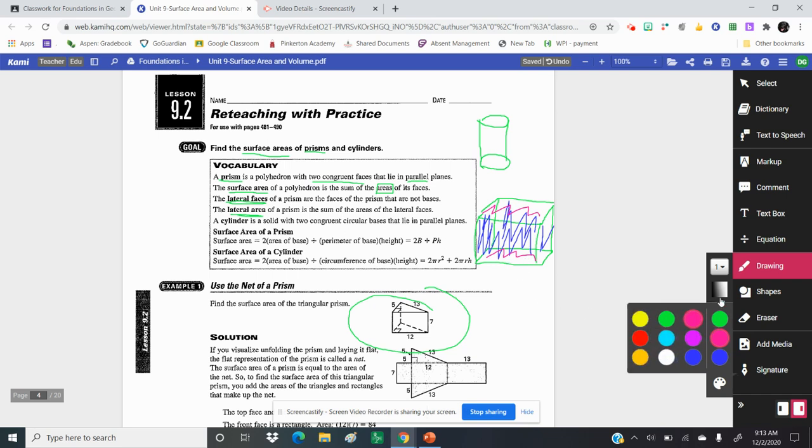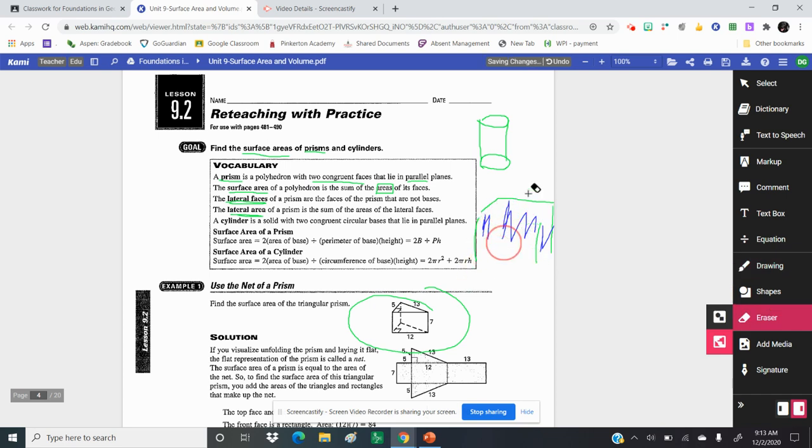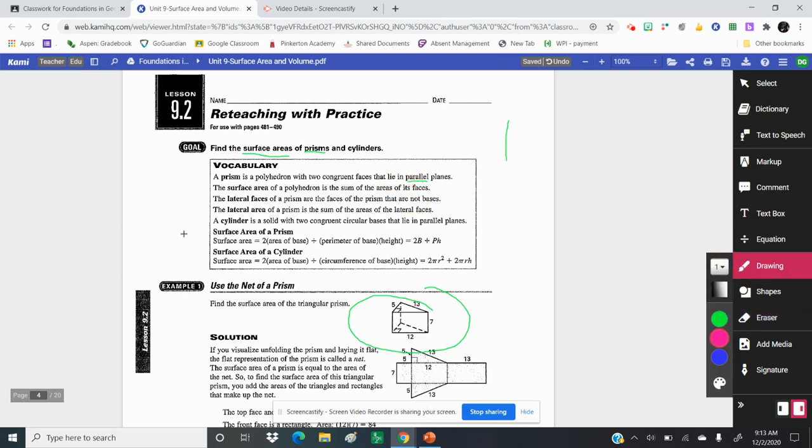All right, so let's take a look at how we would do that. Now you have two formulas here: the surface area of a prism and the surface area of a cylinder. So your first decision is, what is my shape, and then what is the formula that I'm going to use?